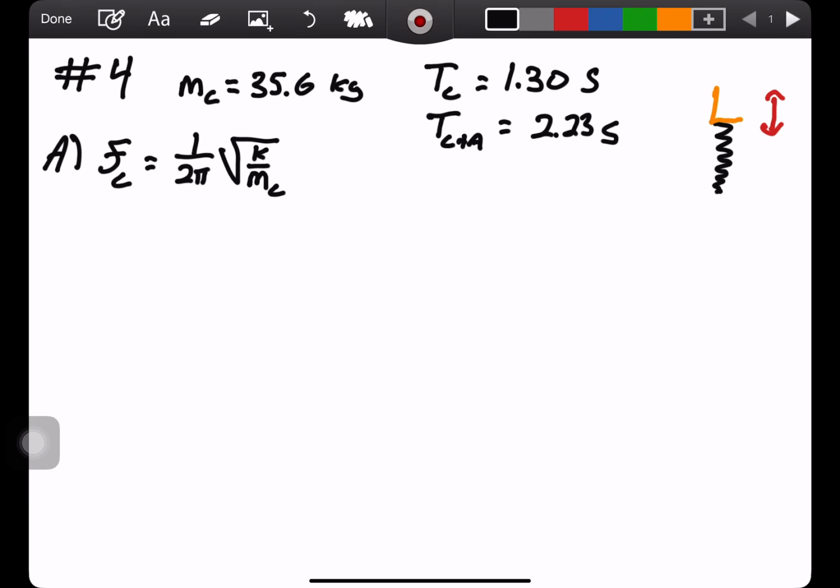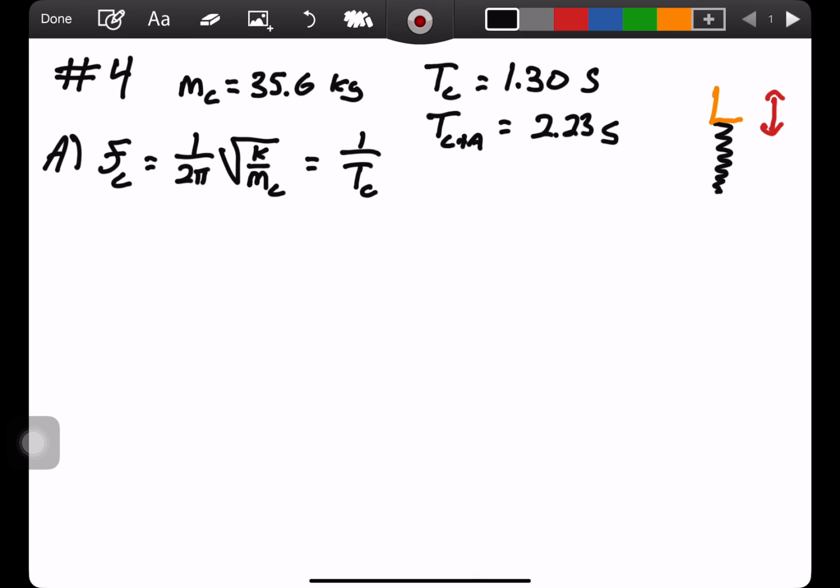I mentioned that the period T is the number of seconds in a cycle, and that's the reciprocal of the frequency, which is the number of cycles in a second. So I can say that the frequency of the chair's oscillation on this spring is equal to 1 over the period of that oscillation. Because again, frequency is cycles per second, period is seconds per cycle.